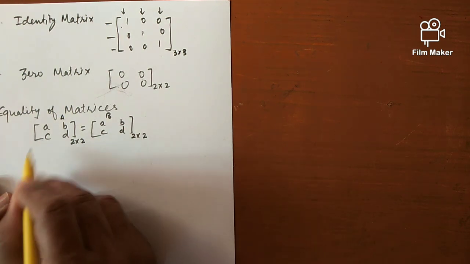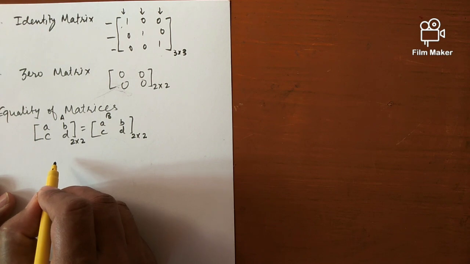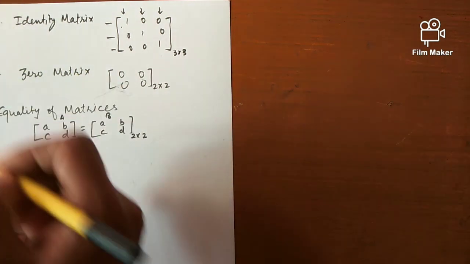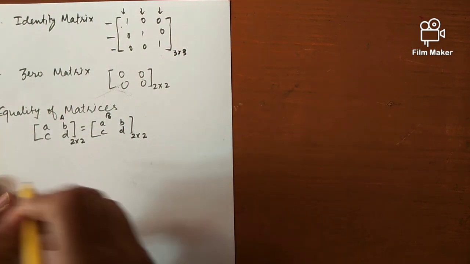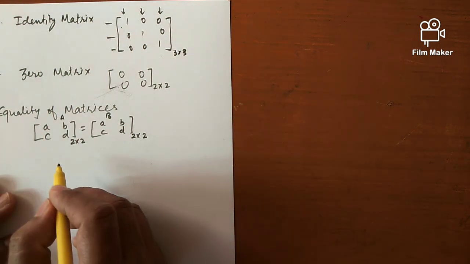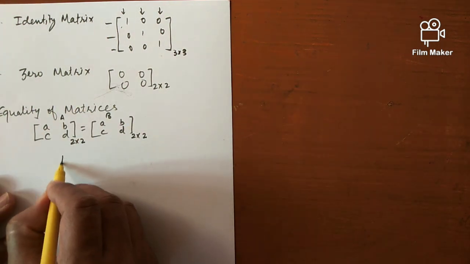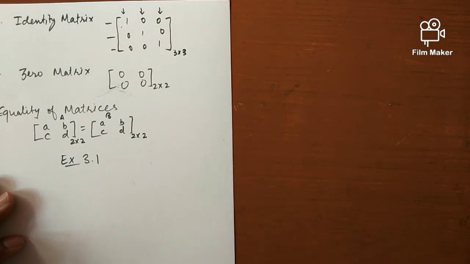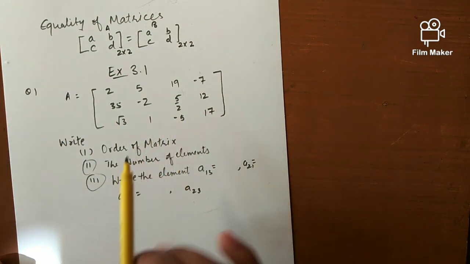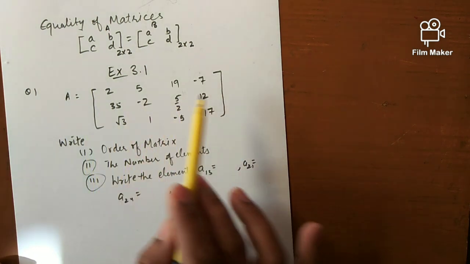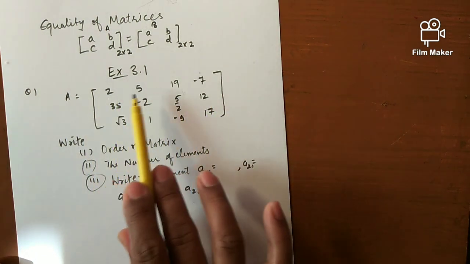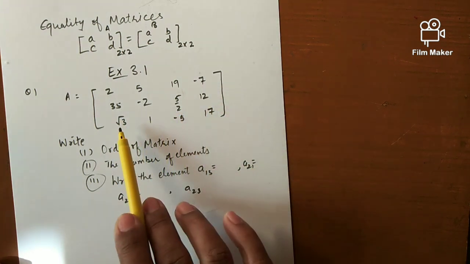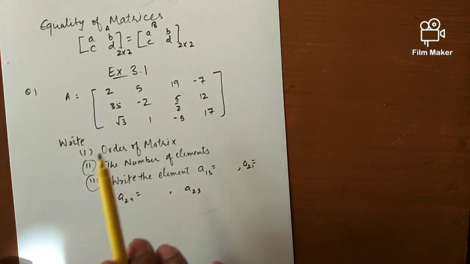Now, after knowing all these basic things, we are moving towards the basic questions related to the introduction and the types of matrices we have covered. We are moving to Exercise 3.1. This is the first question of NCERT. You can see there is a matrix: 2, 5, 19, minus 7; 35, minus 2, 5 by 2, 12; root 3, 1, minus 5, 17.